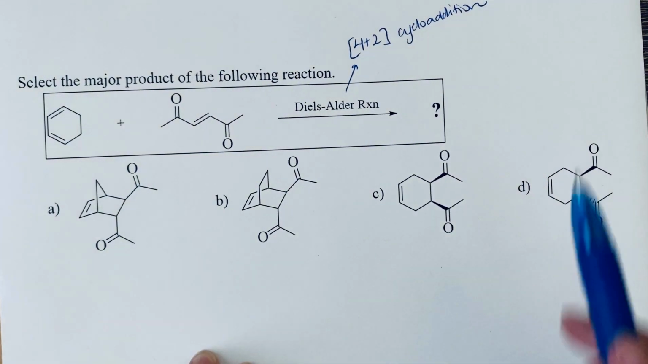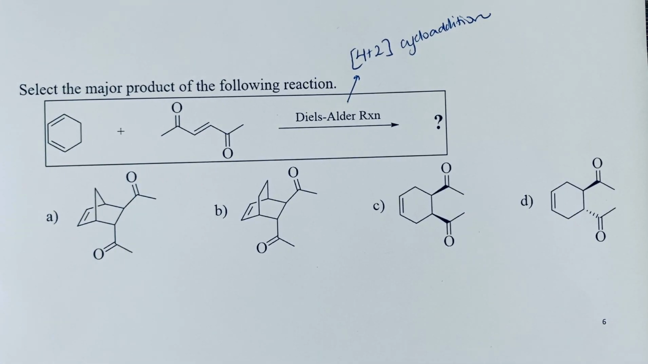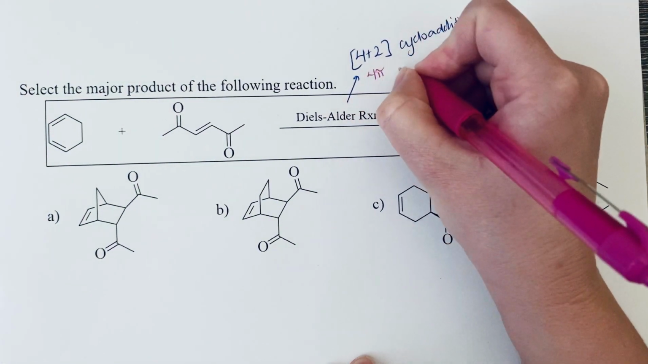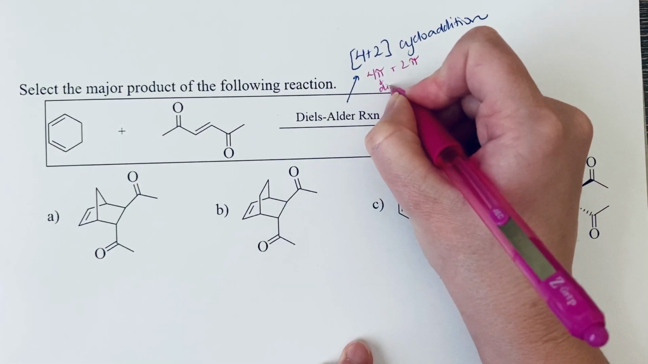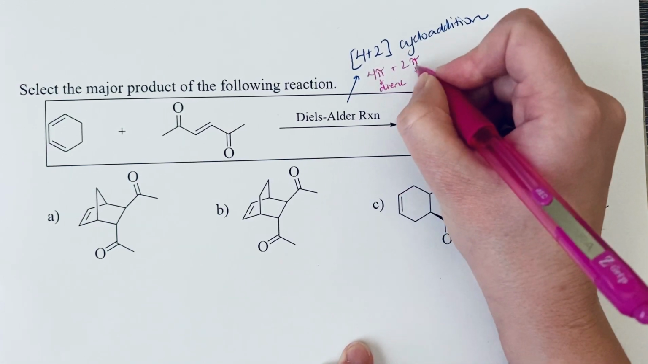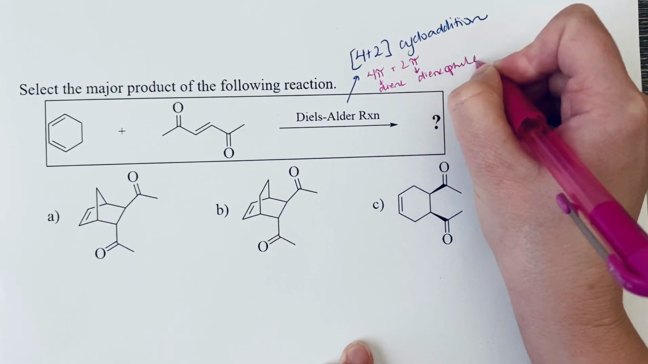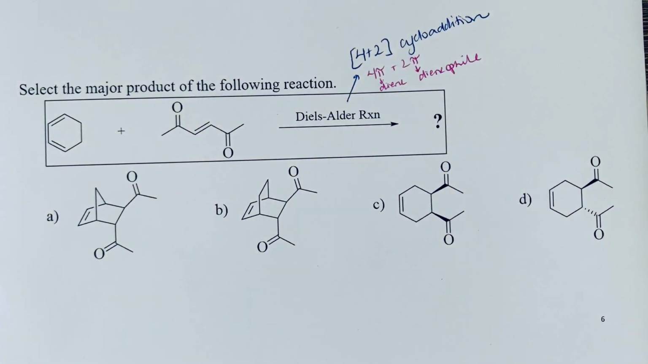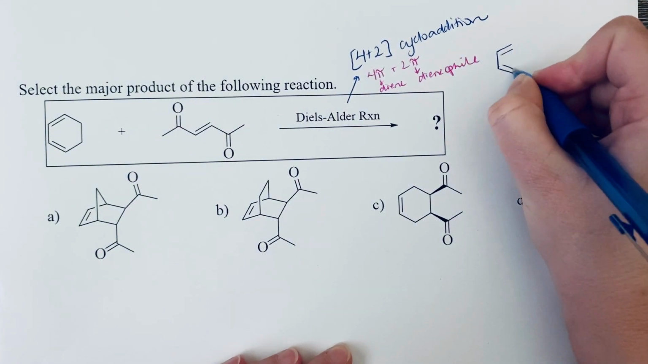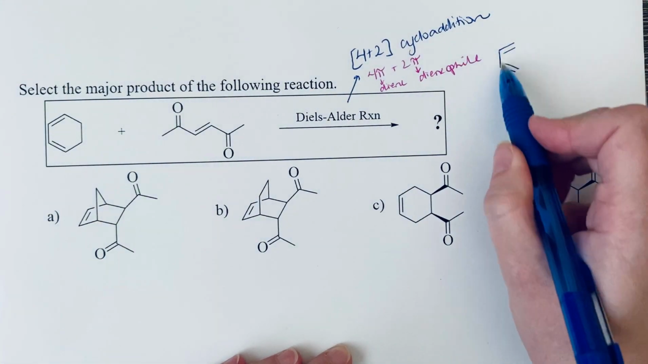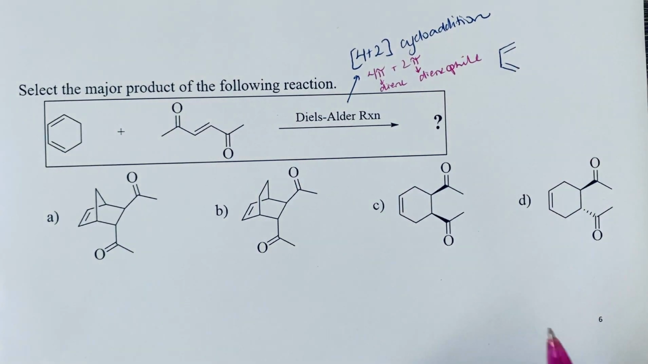And what this 4 and this 2 indicate is the pi systems that are coming together. So this is a 4 pi plus a 2 pi system. So that 4 pi is going to be a diene, and the 2 pi system is going to come from the dienophile. And so the diene is always a conjugated diene that can adopt this S-cis conformation like this. And so it is 4 pi electrons, 2 pi electrons in each of those pi bonds.